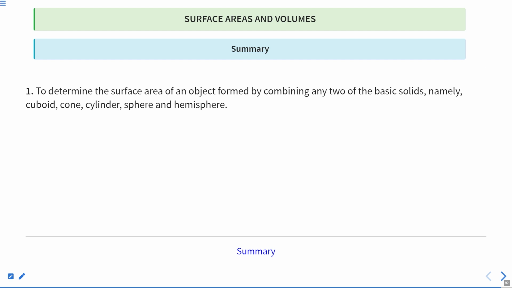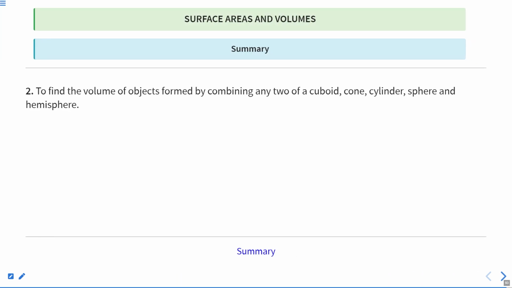Okay, and if we take a solid that is formed by combining cone and cylinder, in that case we get the total surface area of the solid equal to curved surface area of cone plus curved surface area of cylinder. Okay, and we have studied this in our previous lecture.